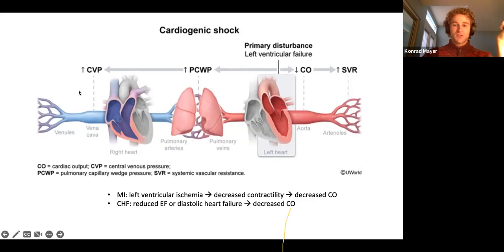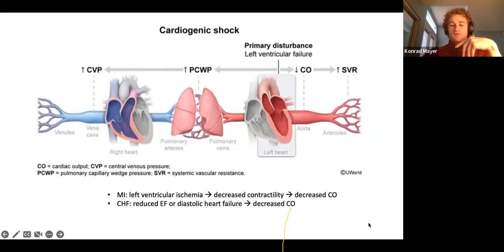So if cardiac output is decreased, systemic vascular resistance is up. That means central venous pressure is up. And this is a backlog. If the left heart isn't working correctly, then the blood from the lungs is not going to be distributed as quickly as it needs to be, which means it is going to accumulate in the lungs. This means that the pulmonary capillary wedge pressure is going to be increased, so that there's increased pressure in the left atrium because the left ventricle is failing.